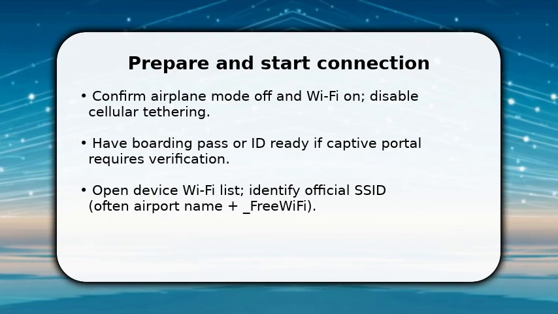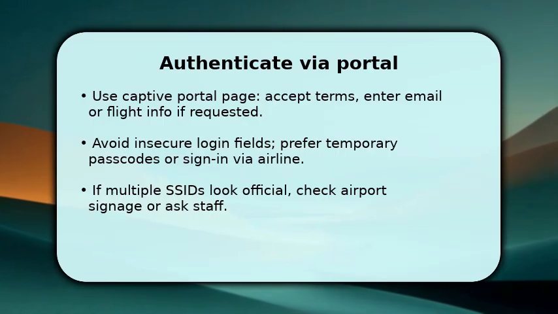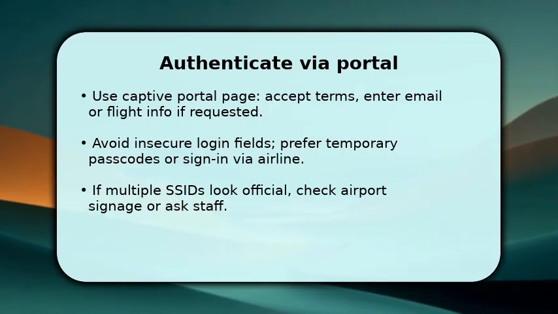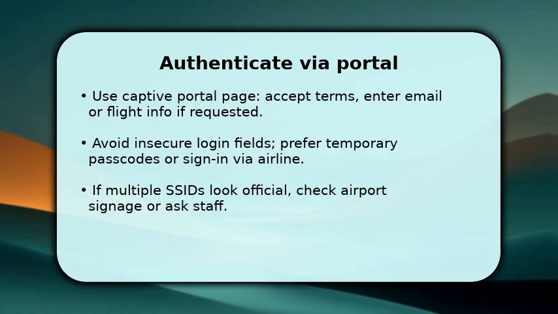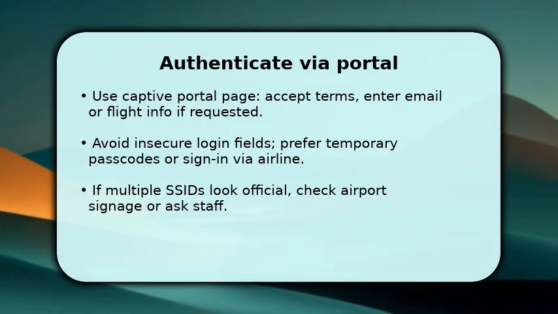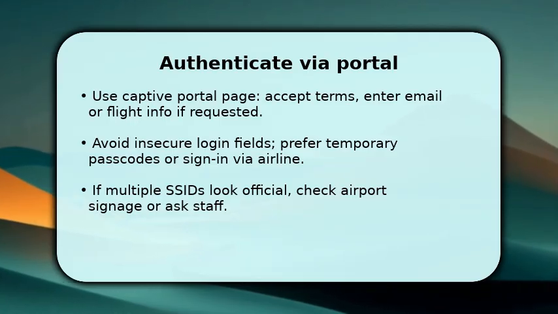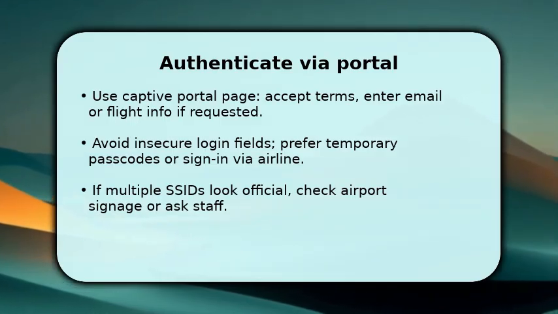Once the captive portal loads, read any terms briefly and accept them so you can proceed. Many airports ask for an email, phone, or flight number to authenticate. If offered, choose temporary passcodes or login via your airline app for added security rather than typing passwords on unfamiliar forms. Make sure you pick the correct SSID.